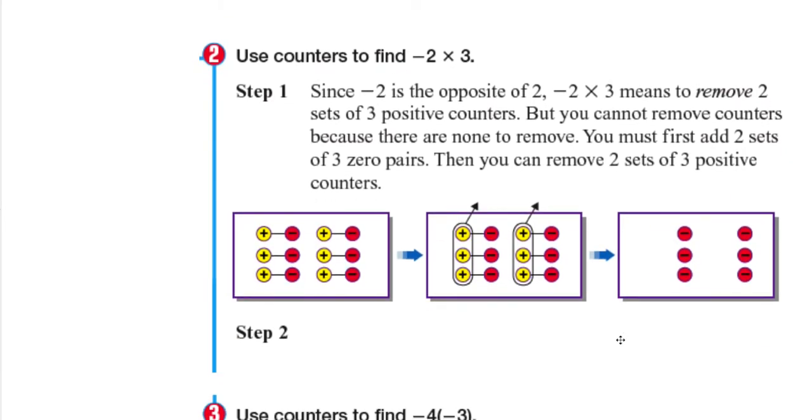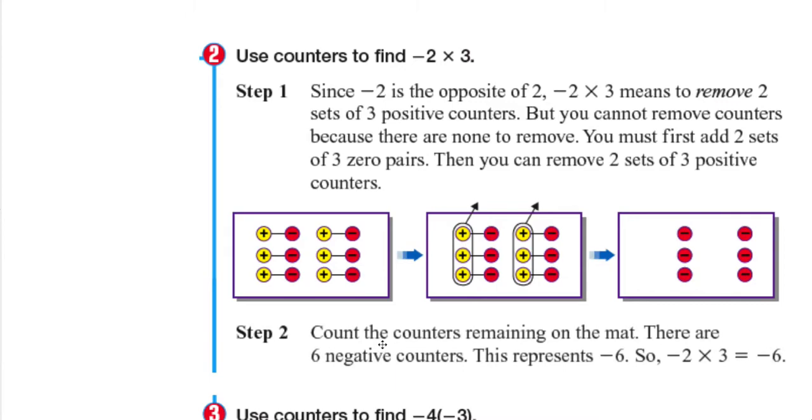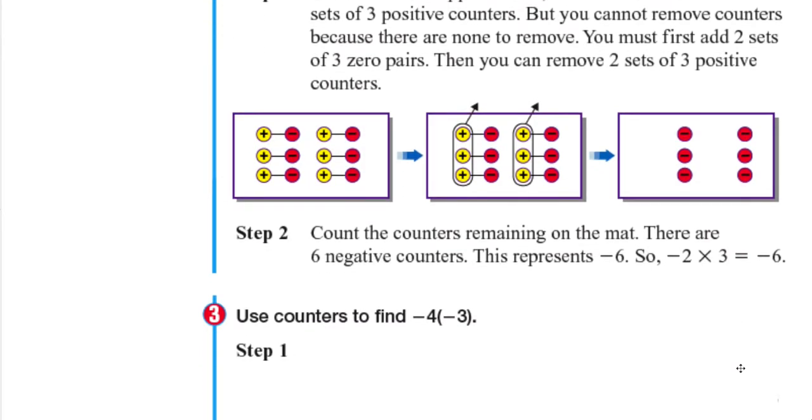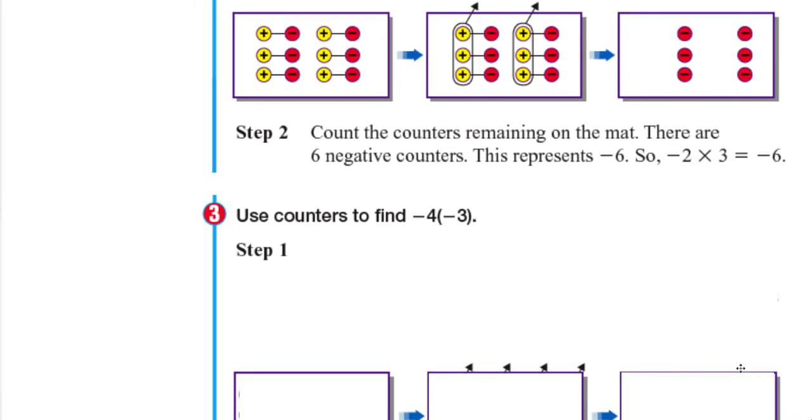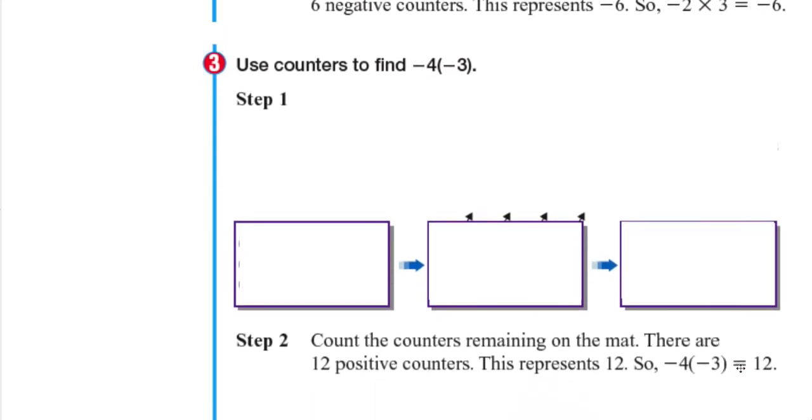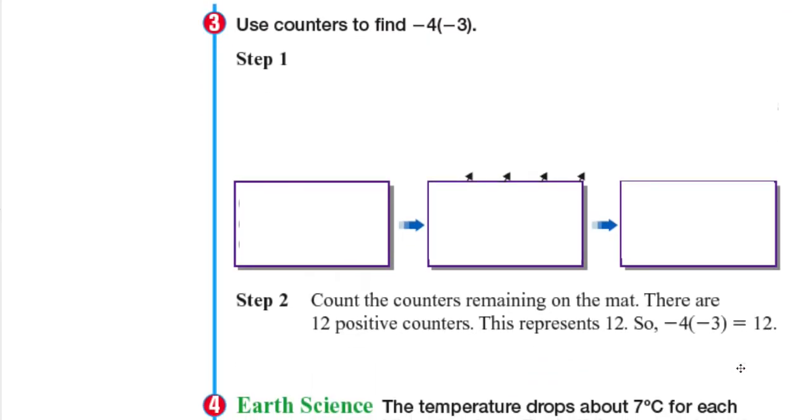You end up with negative 6 counters. In step number 2, count the counters remaining on the mat. There are 6 negative counters, so this represents negative 6. So negative 2 times 3 equals negative 6. And I'm going to show the easier way of doing this at the end of this lesson, so you don't have to wait. But let's look at models first. Let's take a look at example number 3.